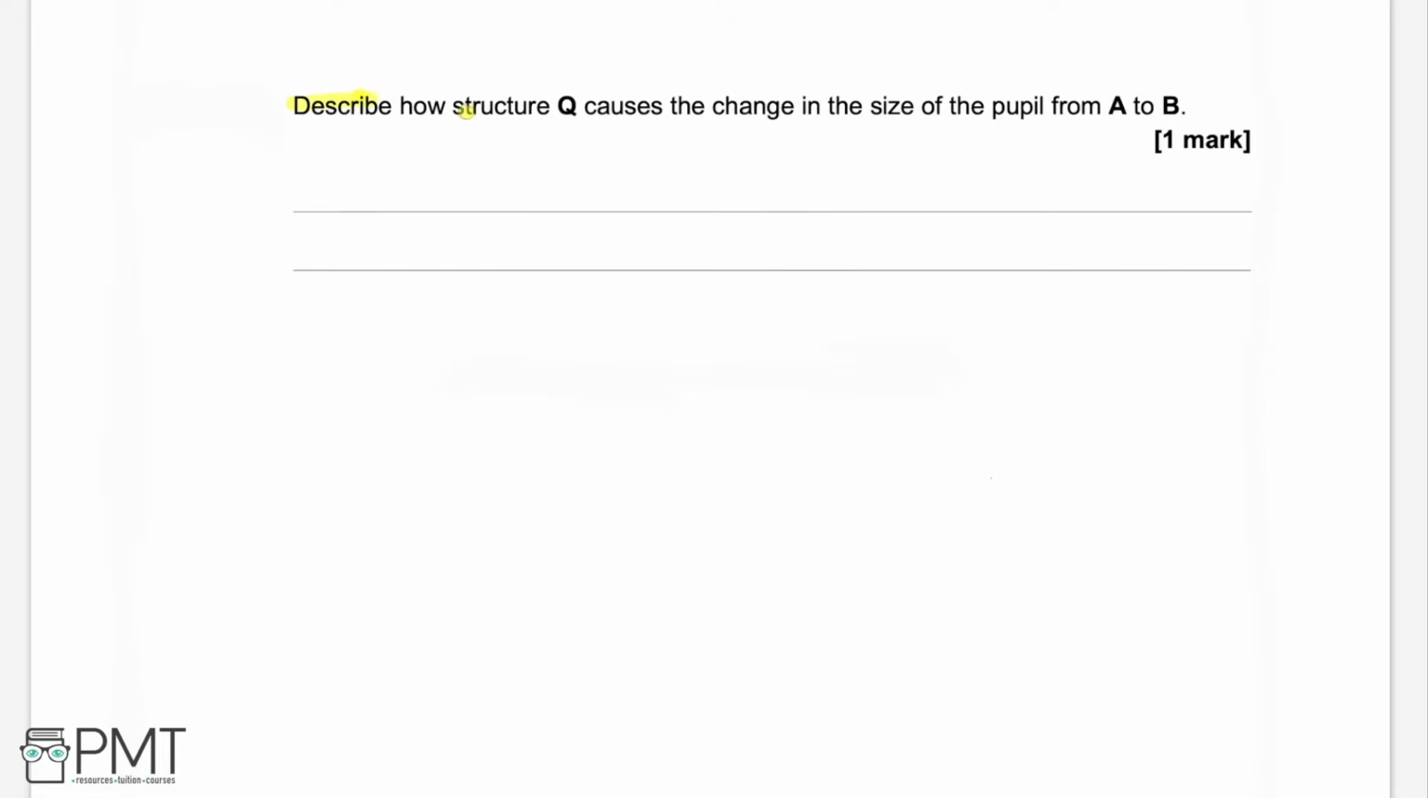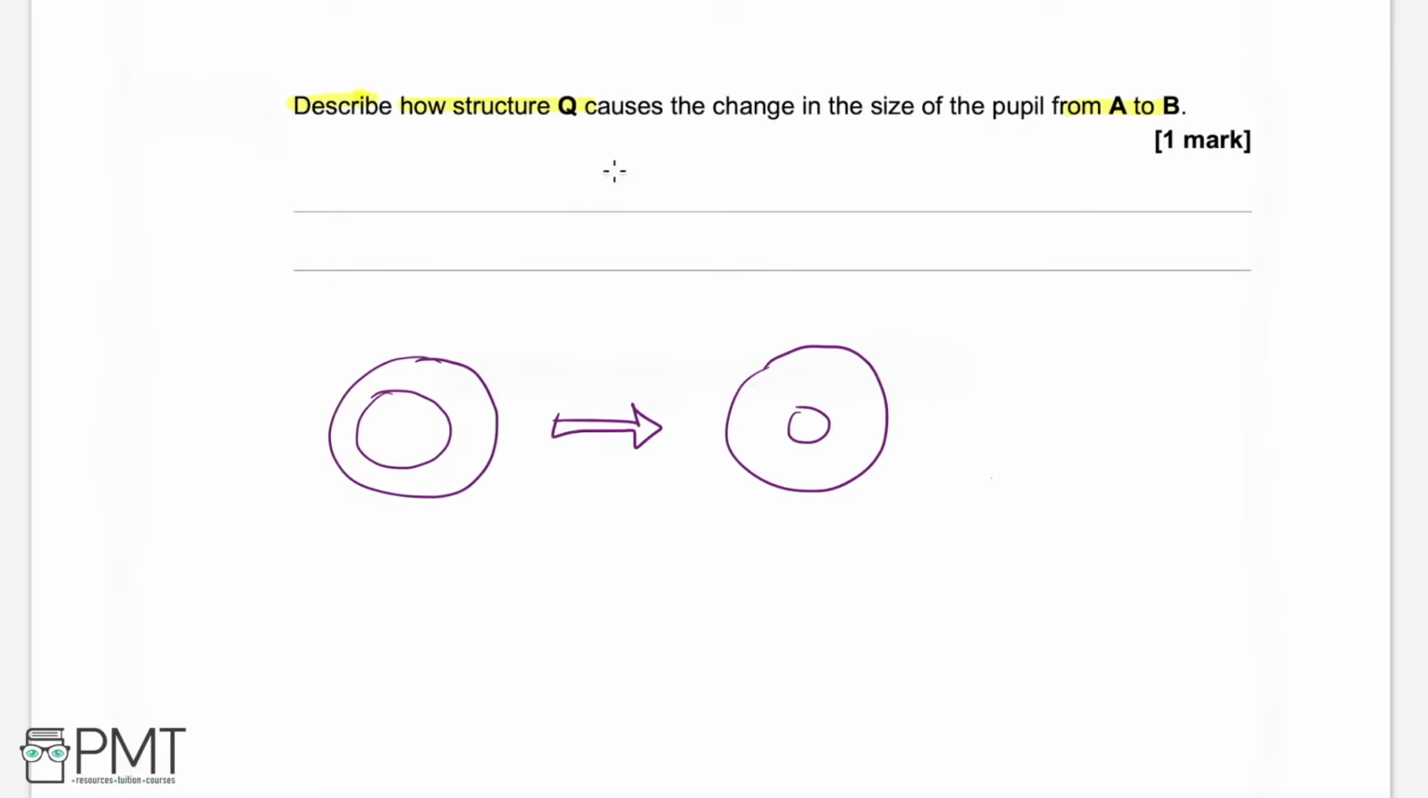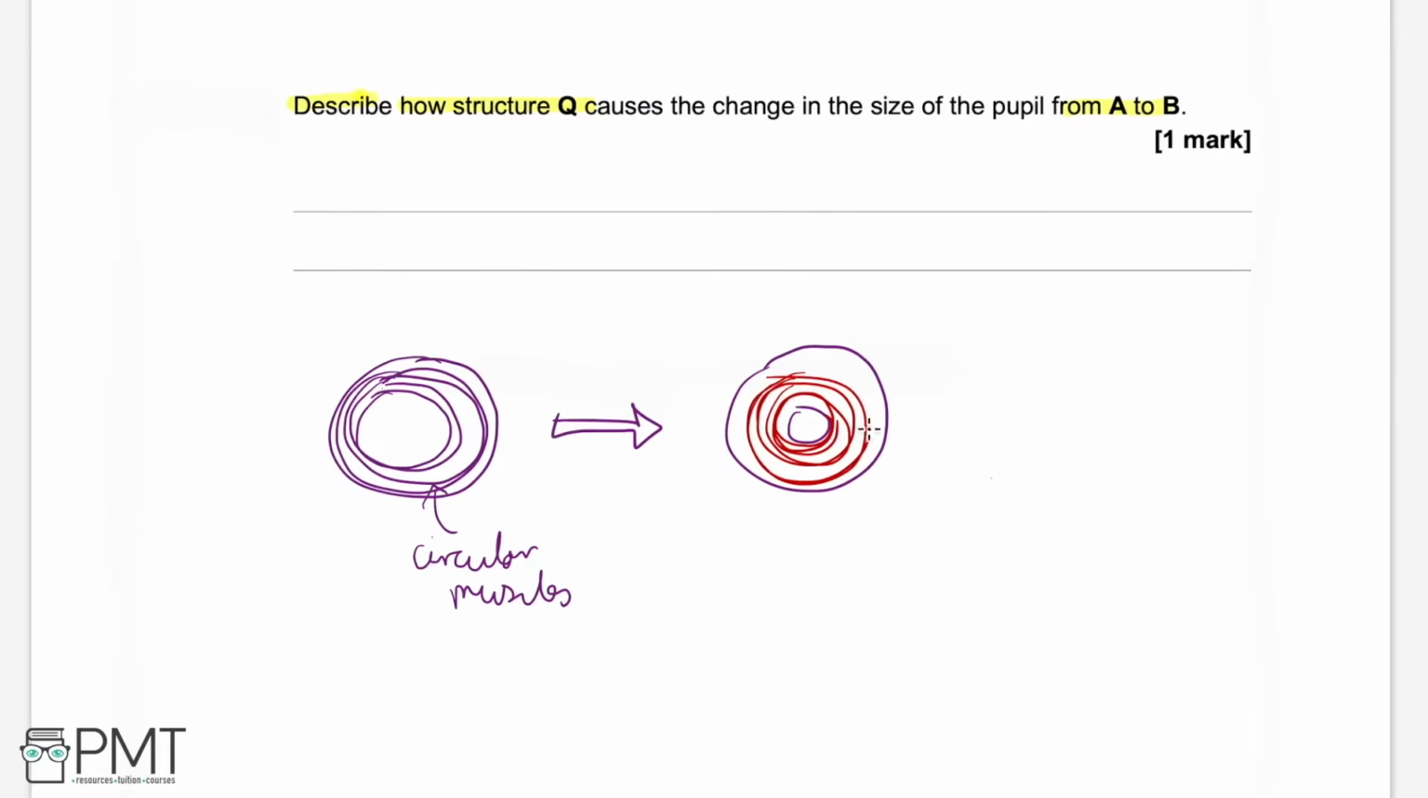Describe how structure Q causes the change in the size of the pupil from A to B. Bear in mind this is a 1-mark question, so we need only 1 point. Let's draw a simplified version of the iris and pupil. When changing from A to B, the circular muscles, which were relaxed, contract. They therefore become thicker, reducing the size of the pupil. We do not need to go into this much detail for our answer, and can state muscle contraction as the cause.